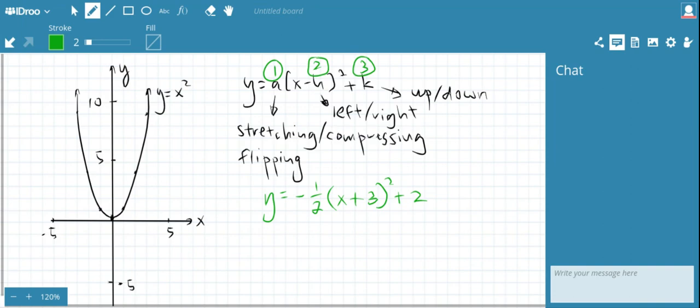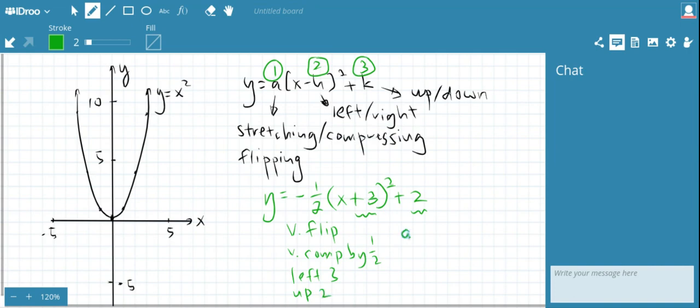So we're going to write out our transformations in order. So we're going to start with a. So you can see a is negative, which means we've got a vertical flip. Okay. And then we've got 1/2, so that's less than 1. So it's going to be a vertical compression by 1/2. We're moving -3, so h is -3. So that means we're moving to the left by 3. And k is 2, so we're moving up by 2.